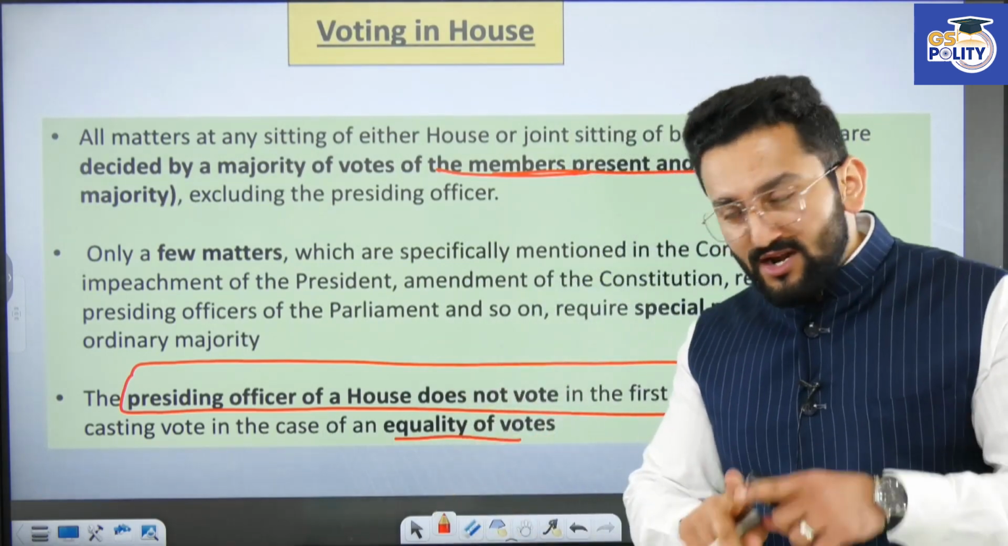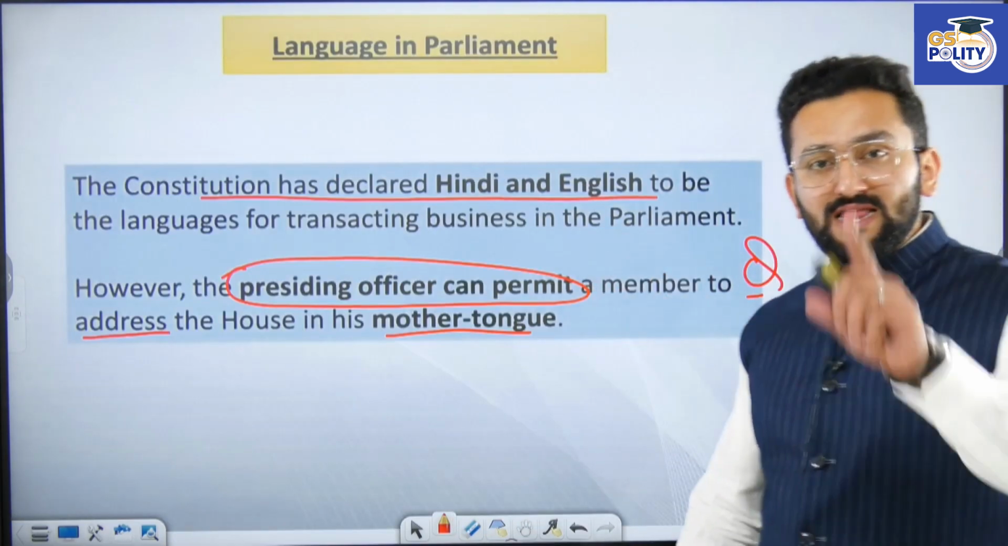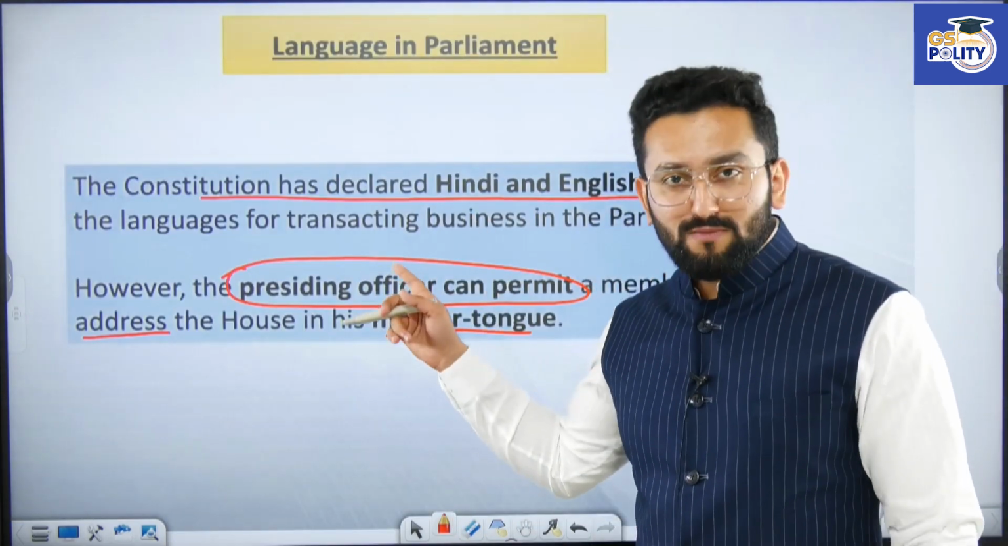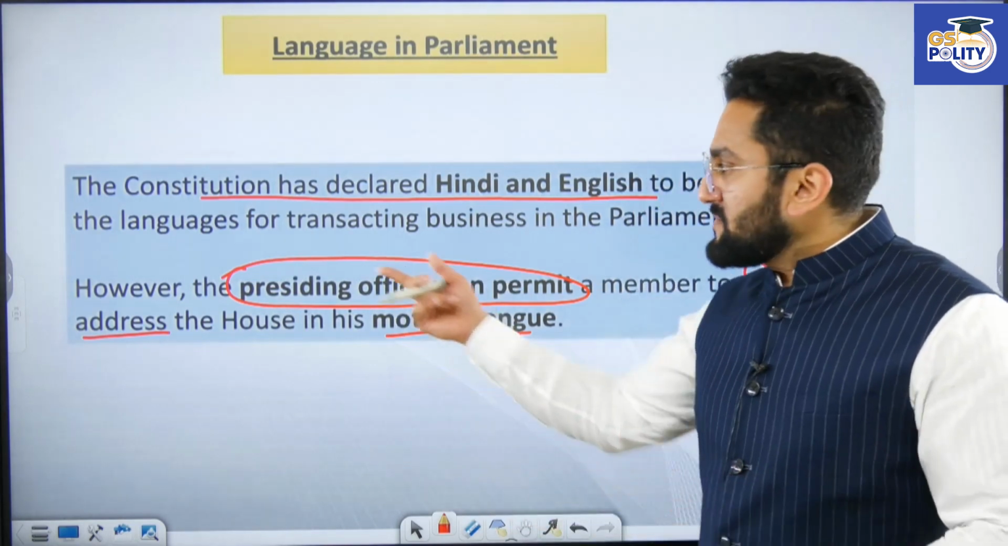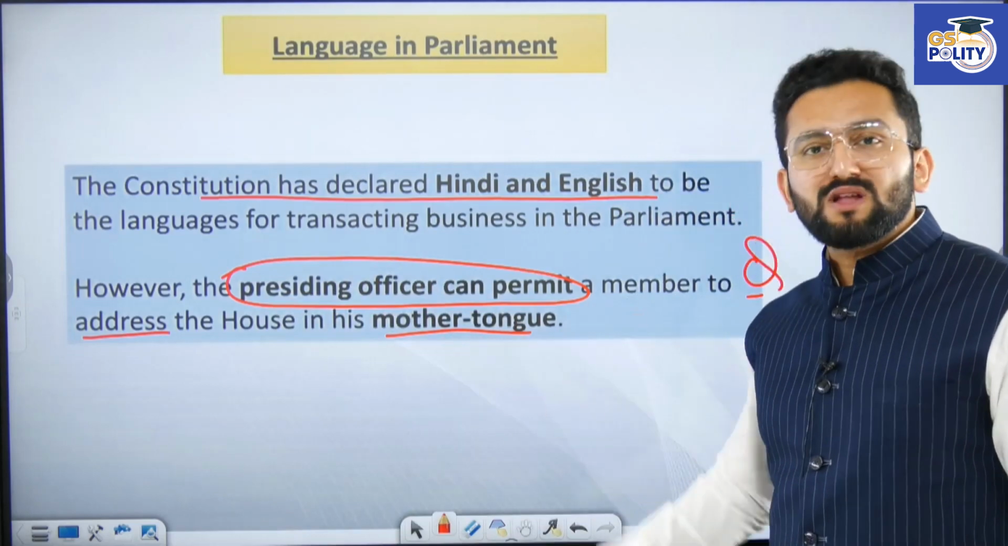And if there is an equality of vote, then you can vote. This is a rule. Language of Parliament: Hindi and English are the languages of Parliament. Although, by getting permission from the presiding officer, any member can actually talk in his or her mother tongue.